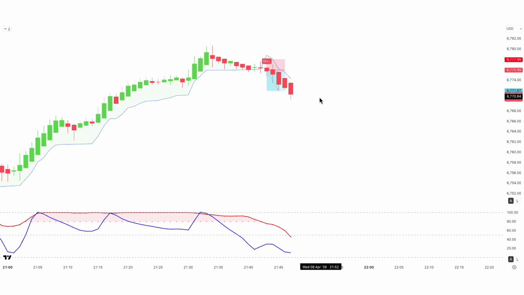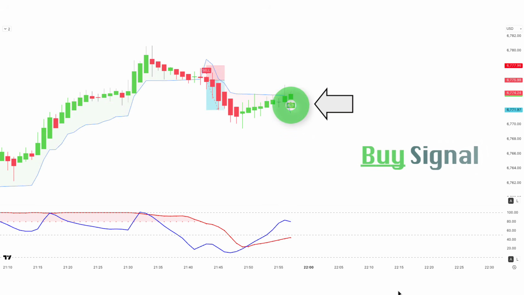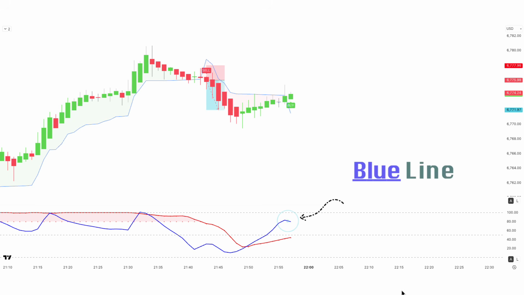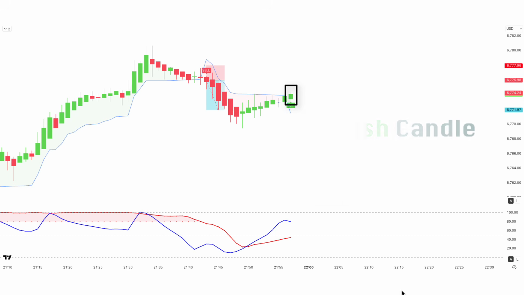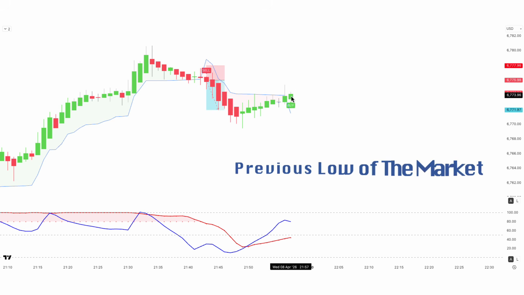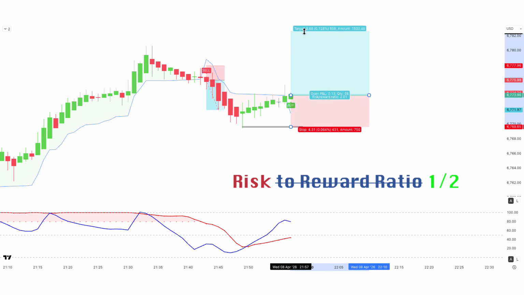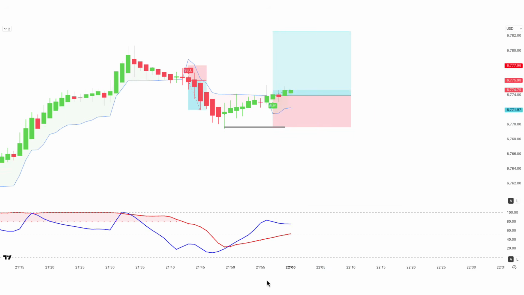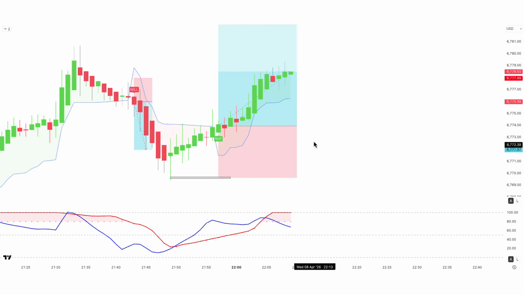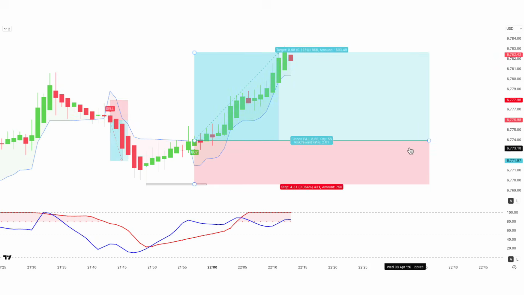Let us now understand the long position. When the twin range filter arrow of this indicator is a buy signal, the blue line of the Vervoort smoothed oscillator should be above the red line, and the market forms a bullish candle. If this condition is fulfilled, then we will place a buy order. Our stop loss is to be placed at the previous low of the market, and the risk to reward ratio will be 1:2. The market has completely hit the target.